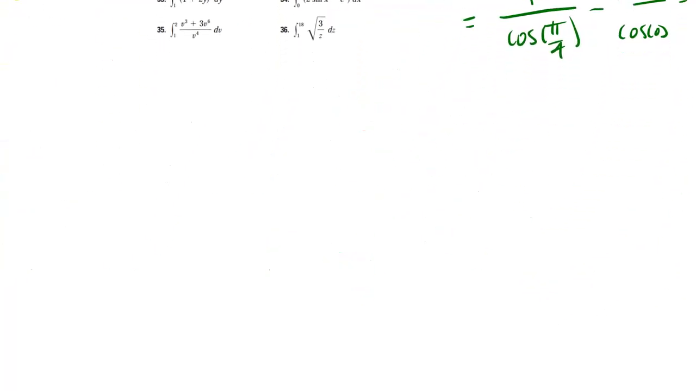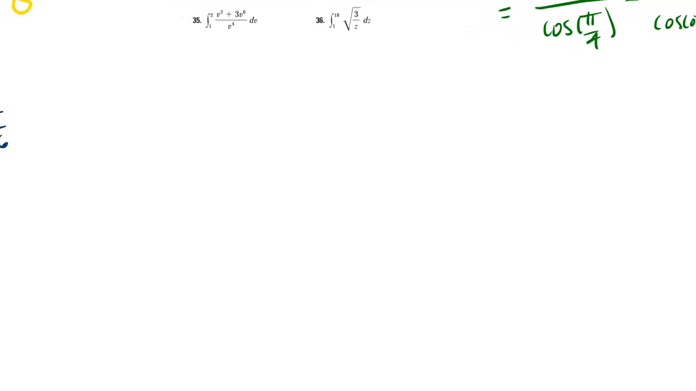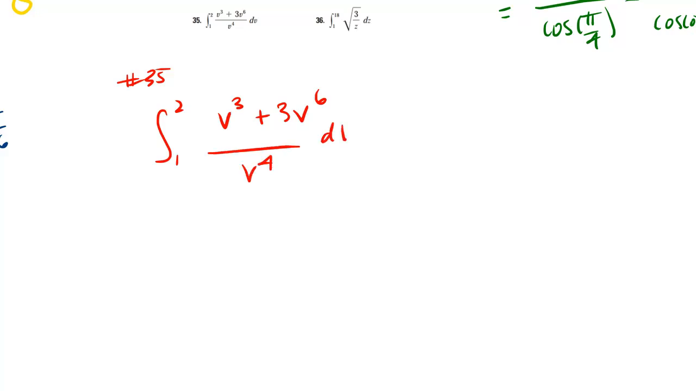Good. So our last two problems are 35 and 36. Let's do 35 right here. So problem number 35. I'll write it down again. 1 to 2. My variable this time is v. (v cubed plus 3v to the 6) over v to the 4. Let's go ahead and make this a little bit easier to deal with by calling this v to the negative 1 plus 3v squared.